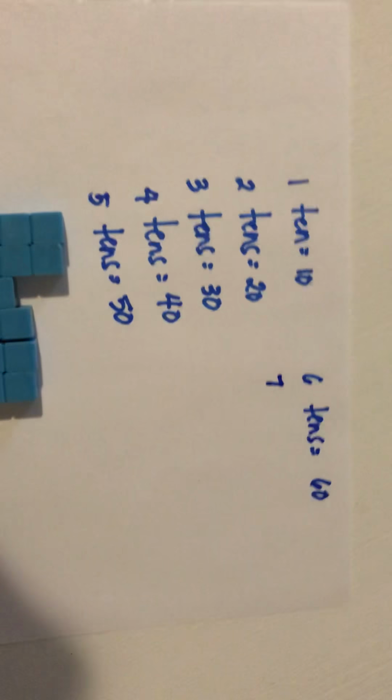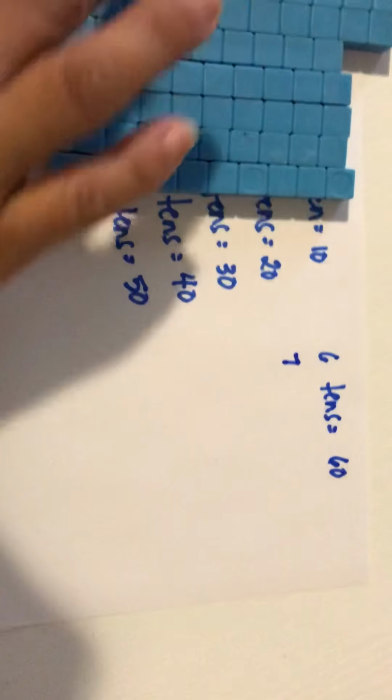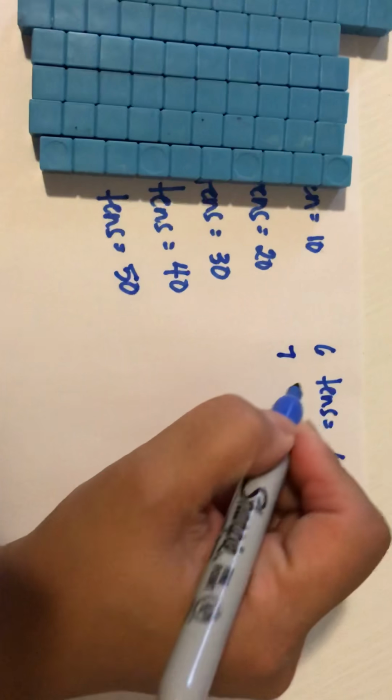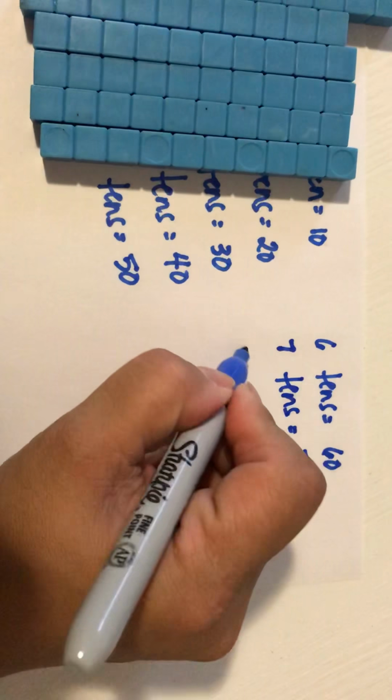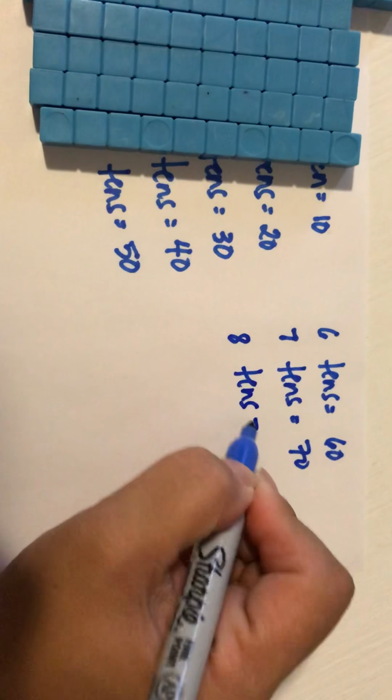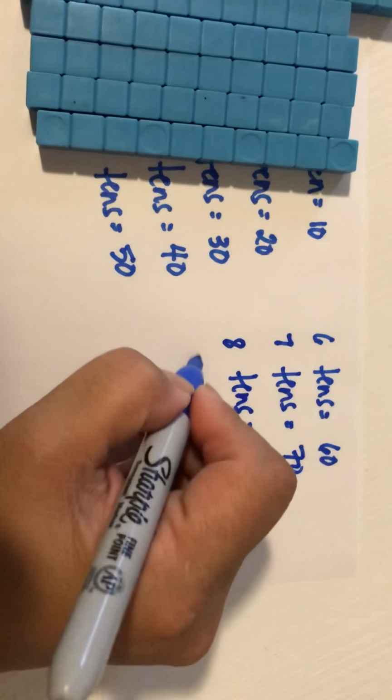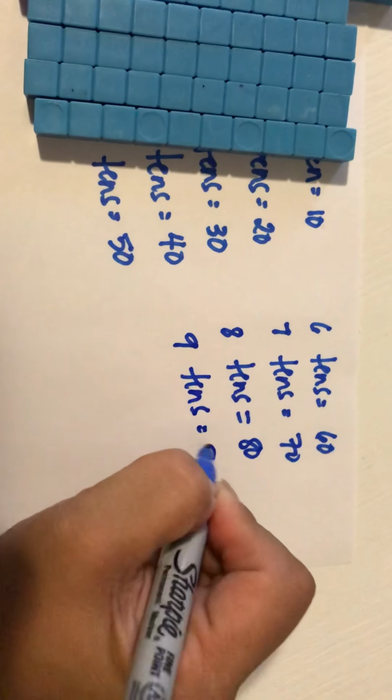And of course, if I add another one, 1, 2, 3, 4, 5, 6, 7, so 7 tens is equal to 70, and so on and so forth, right? So if I have 8 of this, 8 tens, that's equal to 80, and 9 tens is equal to 90.